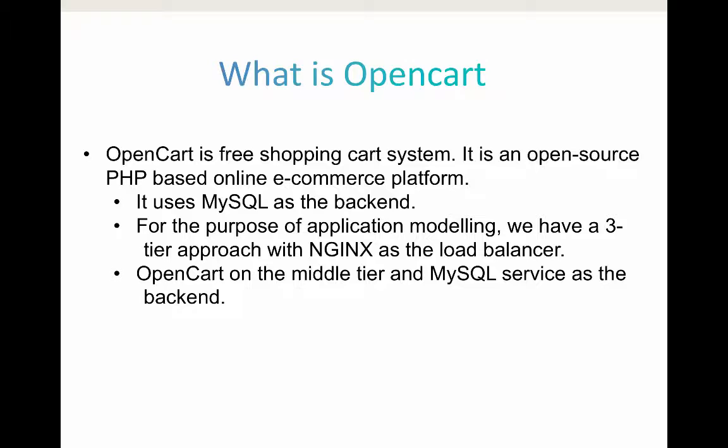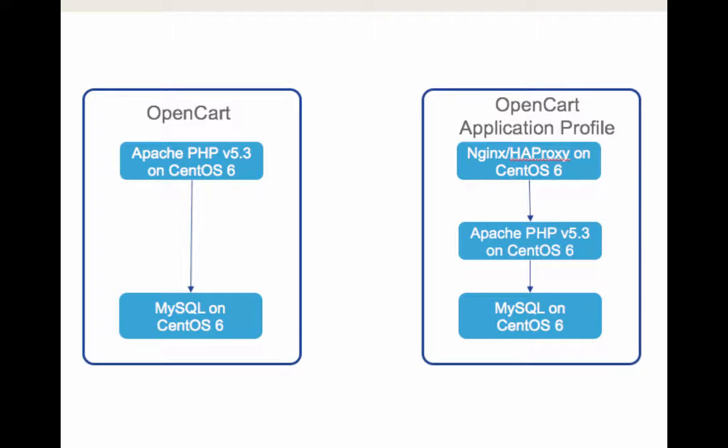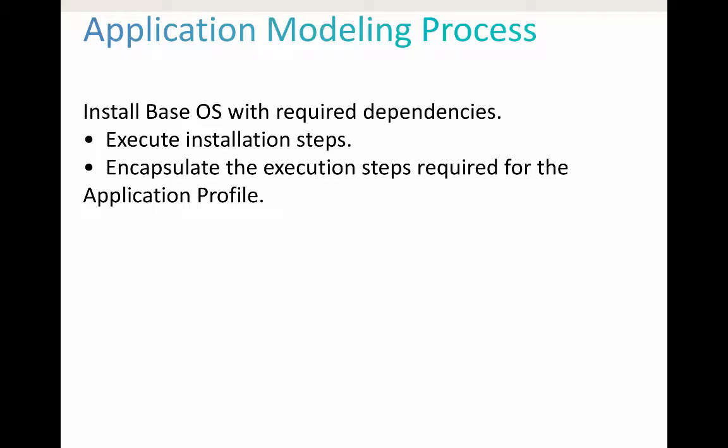So what is Opencart? It's a free shopping cart system, a PHP-based online e-commerce platform. It uses MySQL as its backend, and for the purpose of modeling, we'll use 3-tier with a load balancer in front of that. So this is what Opencart is in short. This is what it looks like, and in our application profile on the right side, this will look like PHP on CentOS 6 and MySQL on CentOS 6. Next is how do you do that?